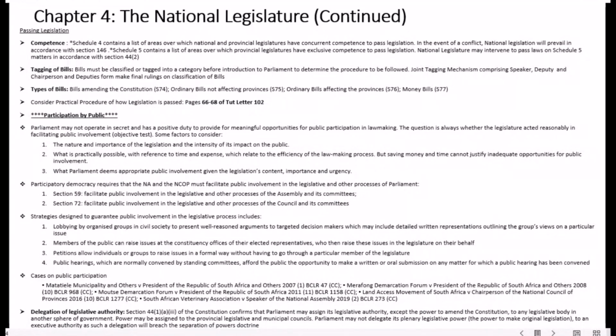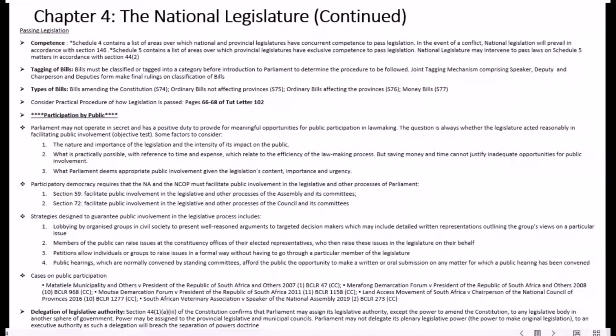And in this regard, colleagues, Parliament may not operate in secret, and it has a positive duty to actually provide for meaningful opportunities for public participation in lawmaking. The question is always whether the legislature acted reasonably in facilitating public involvement. So this is an objective test, colleagues, of finding out whether Parliament actually enabled public participation.